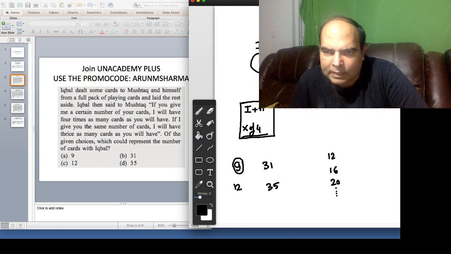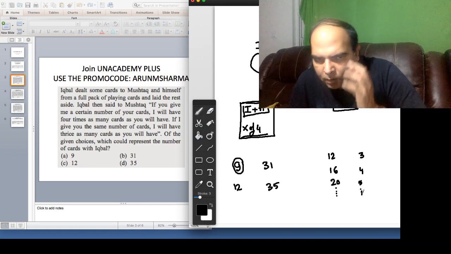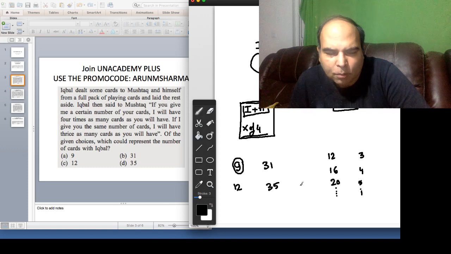And after Iqbal has I plus n cards, Mushtaq must have m minus n cards because he's given n cards away. And m minus n into 4, this into 4, should be that value. So essentially, in this situation, m minus n ends up becoming 3, 4, or 5, or whatever you look at that way. But before we start considering which option to pick up, we will start looking at the other angles to this question.